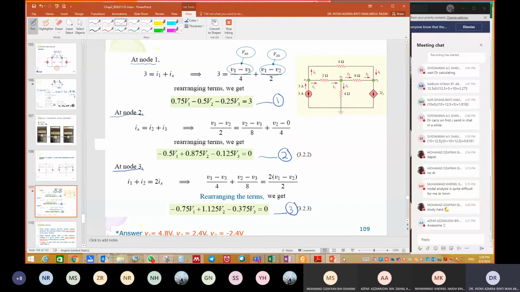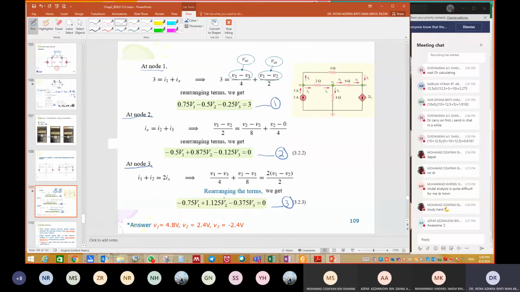Now try to key in all the 3 equations in your calculator and make sure you get this answer. Did you get the answer? If you want to solve manually, yes, you can use matrix, but of course it is more difficult, more challenging. Takes time.